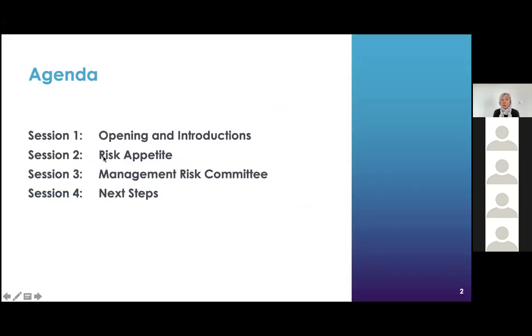So what we're really going to focus on, two tools today. One is the risk appetite statement that an institution should have. And the other one is a management level risk committee, okay? It's not a risk committee up at the board level. This is more at management level.